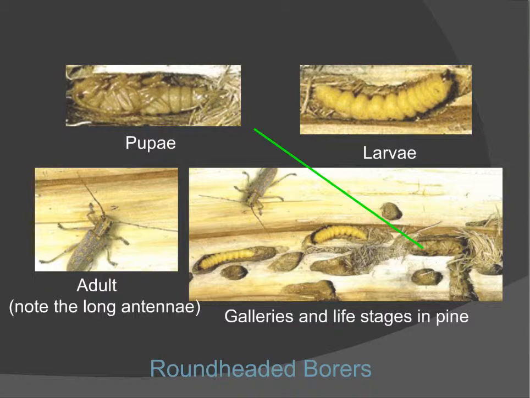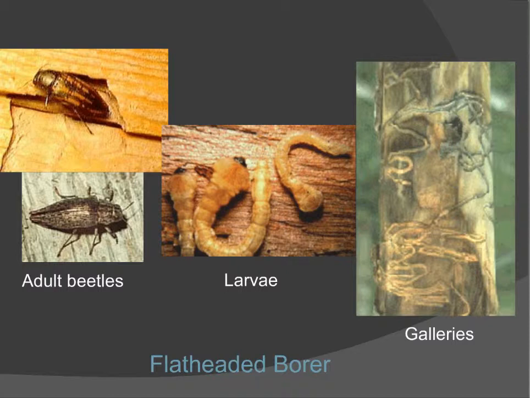Flat-headed borers, the adults can be really quite pretty, metallic, and they're also called metallic borers. And you can see that the larva's head is flattened, and these will tunnel around in the phloem tissue, but they will go into the wood to pupate. The holes in the wood for these are more of an oblong shape, where the round-headed borers' holes are perfectly round.